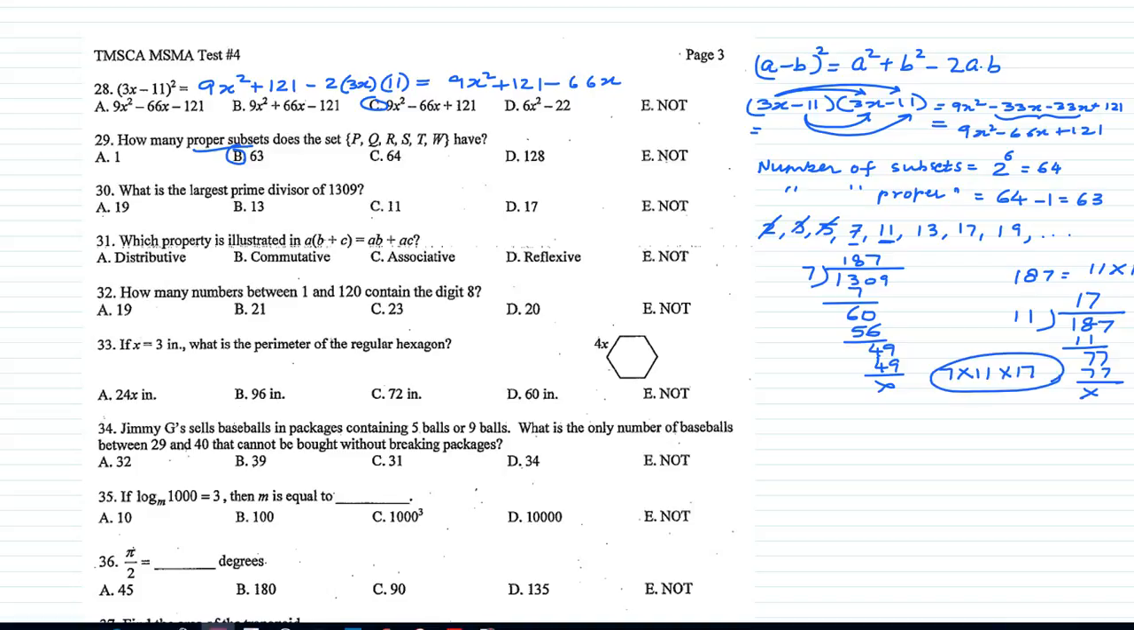So the largest prime divisor of 1309 is D, which is 17.